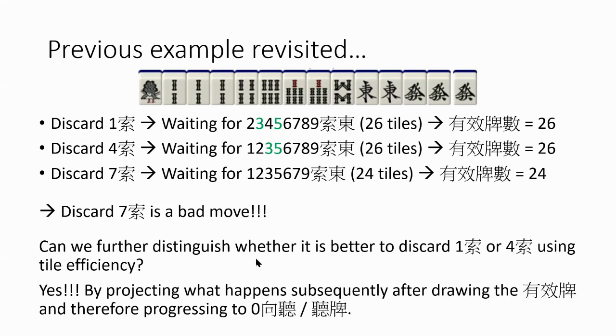So now, can we further distinguish whether it is better to discard 一索 or 四索? The answer is yes. Basically, we try to project what happens subsequently after drawing the 有效牌. When you do the comparison, you should be able to see that in most of the cases they will be the same. However, as you can see on the shared screen, the 3 and the 5 are highlighted green. So we look more closely at what happens when we draw a 三索 or a 五索.